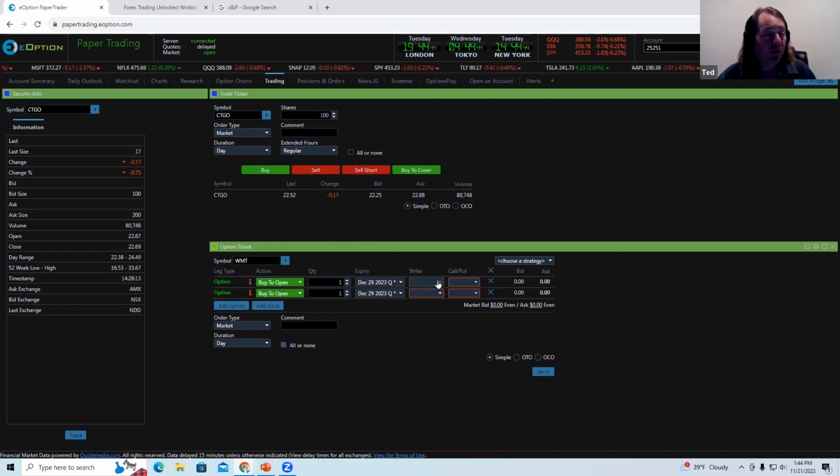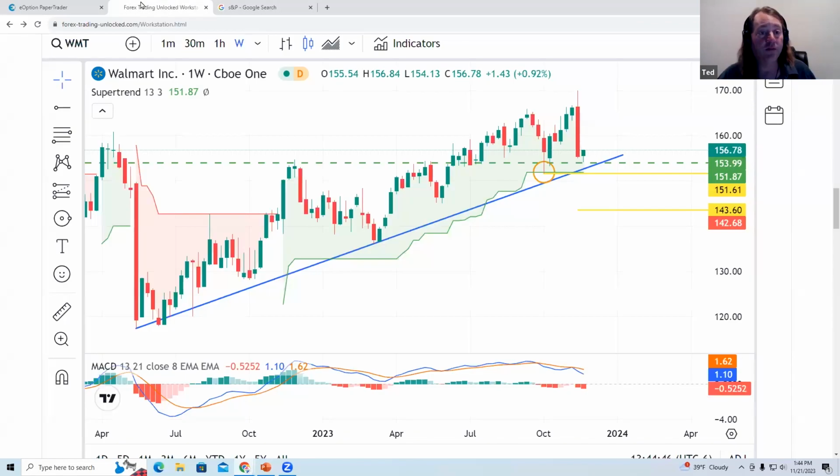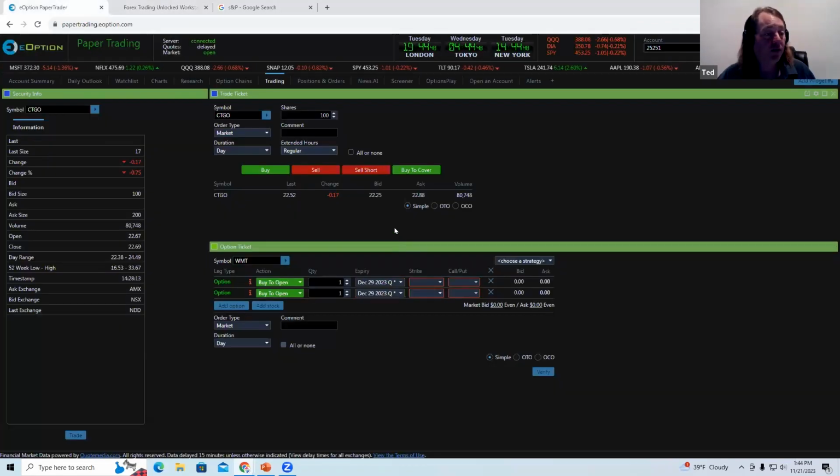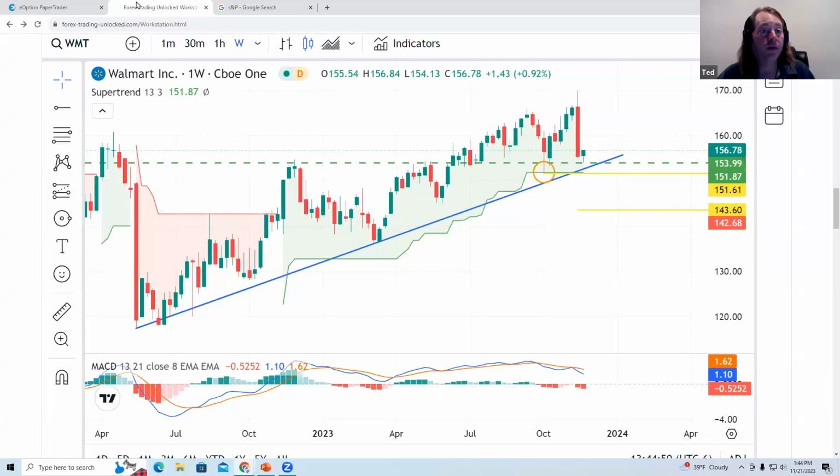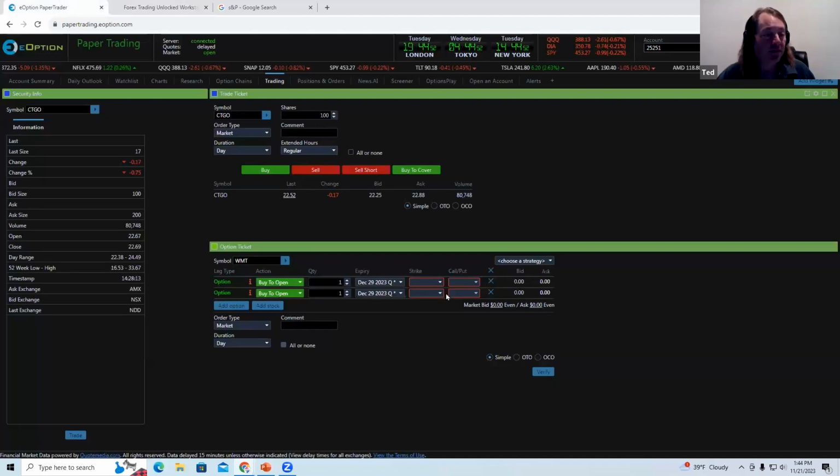Now, remember, the strike price is the same. For this one, the market's trading at 156.78. So now let's find a strike price of probably 155.